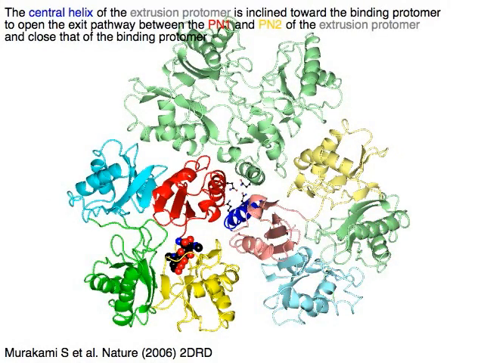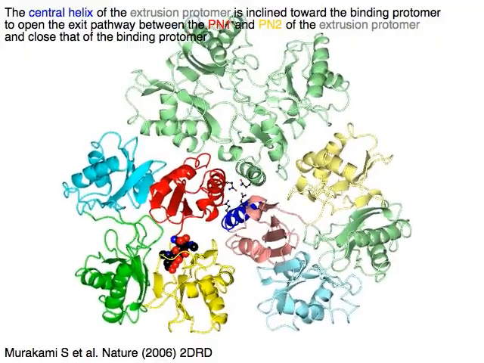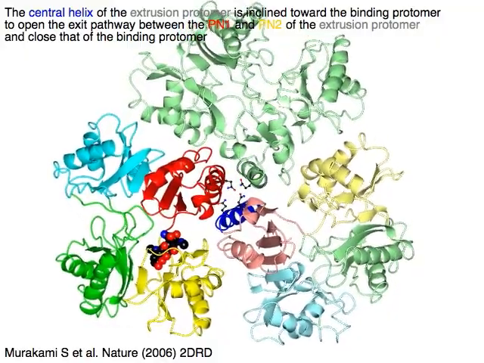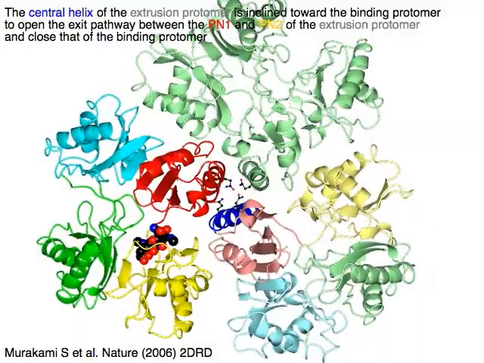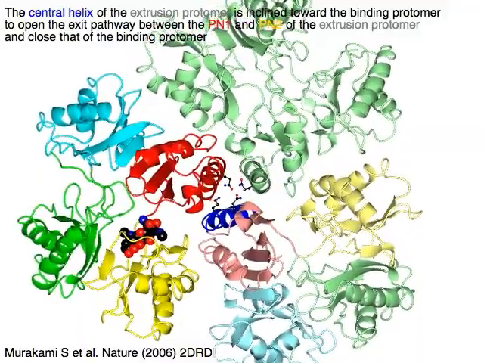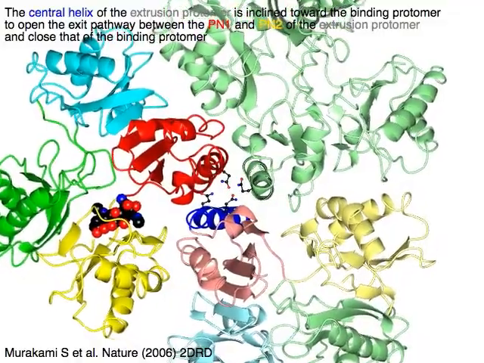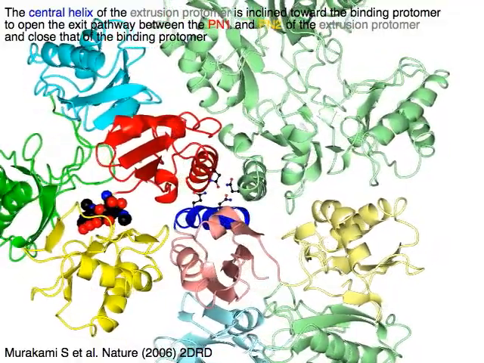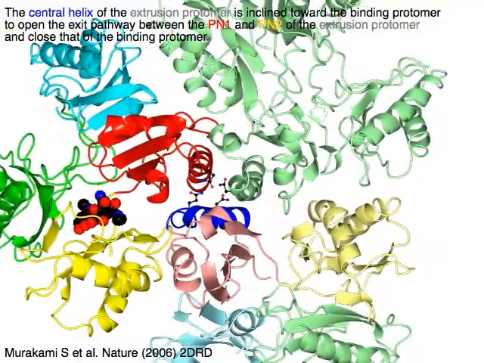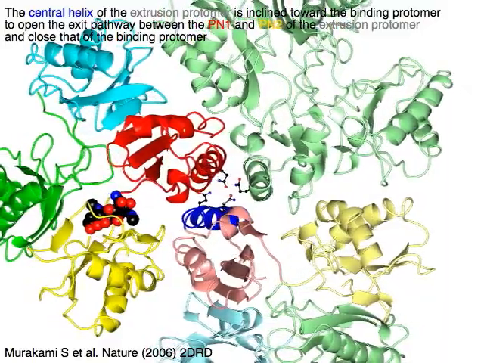The central helix of the extrusion protomer in blue is inclined toward the binding protomer in red. The movement opens the exit pathway of the extrusion protomer between PN1 in red and PN2 in yellow. At the same time, the same central helix in blue closes the exit pathway of the binding protomer in red.